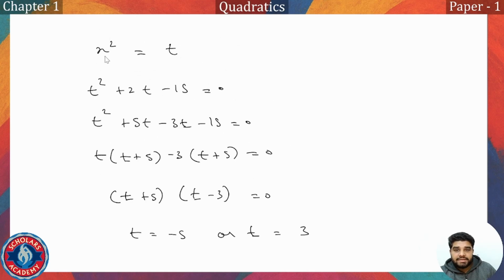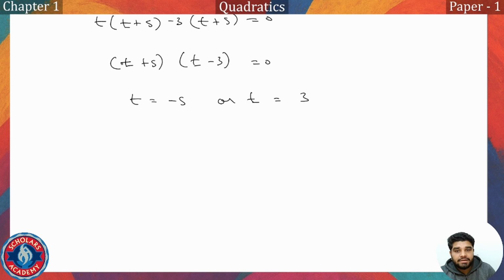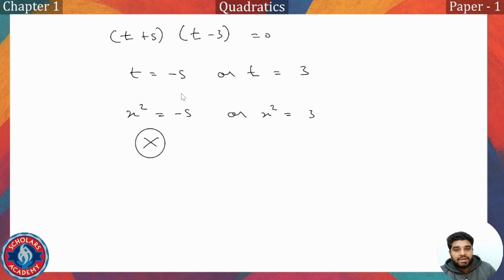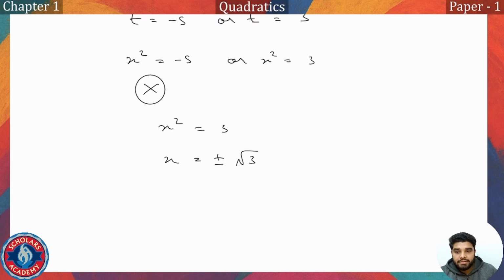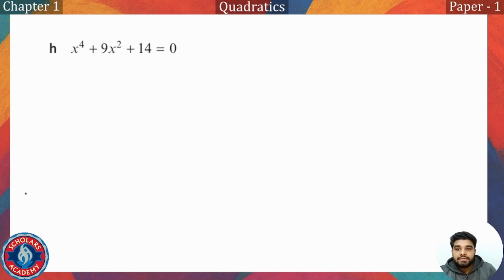T is x square. So substituting x square in place of t, we get x square is negative 5 or x square is equal to 3. We'll not take this part because square of any number can't be negative, so we'll neglect this. We get x square as 3. So x is equal to plus minus root of 3. I hope it is clear. Let's move to the next part.